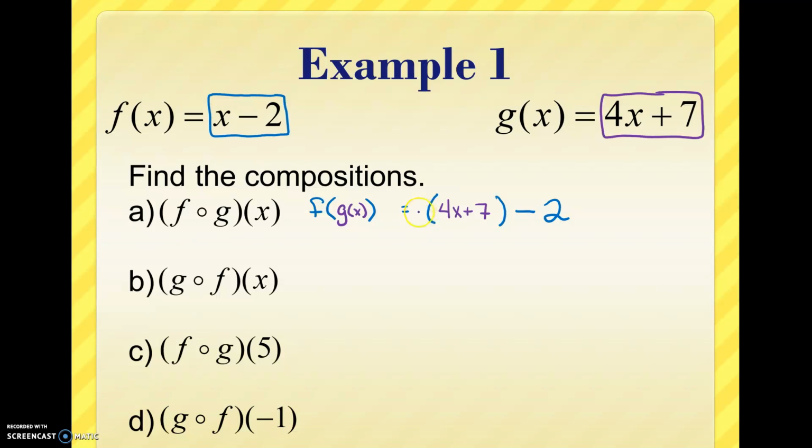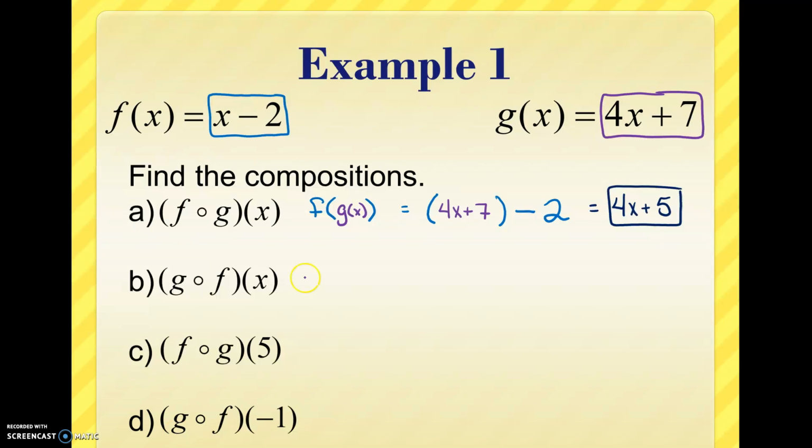Is there anything being multiplied in front of the parentheses? No, so we don't need to distribute. So really this is just 4x plus 7 minus 2. Positive 7 minus 2. What is positive 7 minus 2? 5. So 4x plus 5 is our final answer.